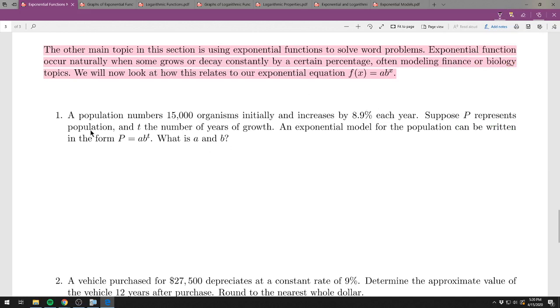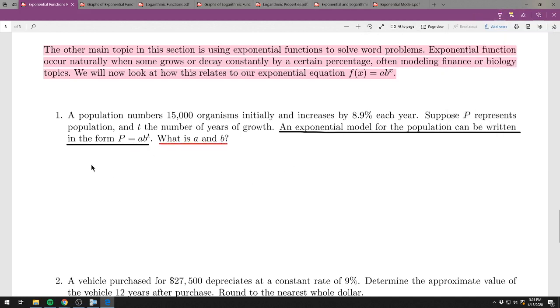This first one we have here, we are told a population numbers 15,000 organisms initially and increases by 8.9% each year. Suppose capital P represents population and T is the number of years of growth. Sometimes you are told this model, sometimes you are not. An exponential model for the population can be written in the form P equals A times B to the T power. It's pretty much giving us the same question as before. We have the same formula, the question is what is A and B?